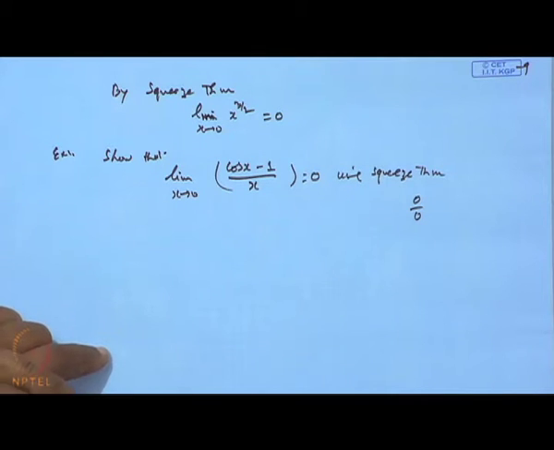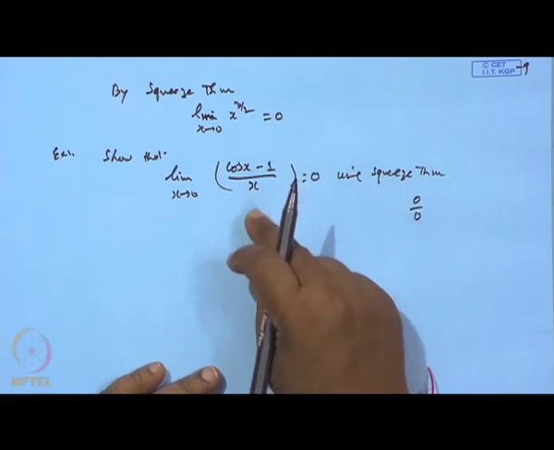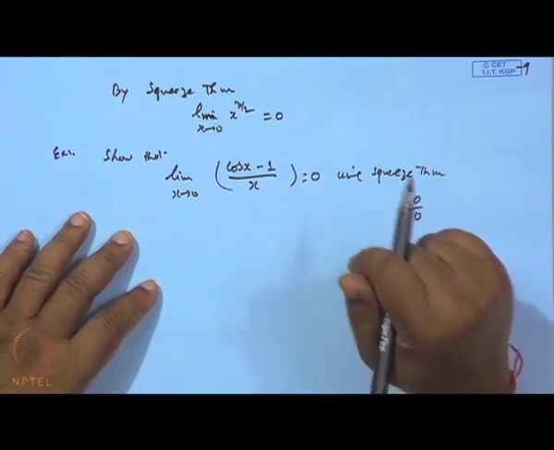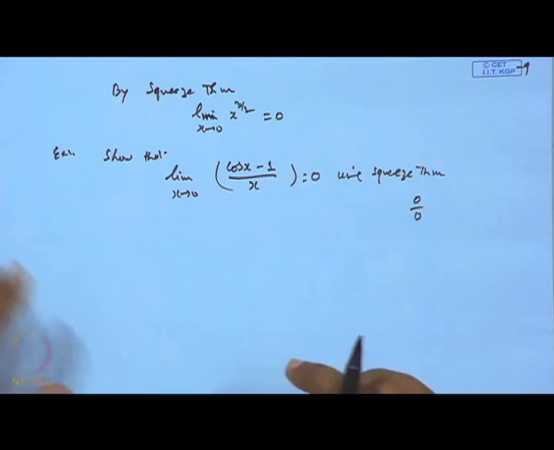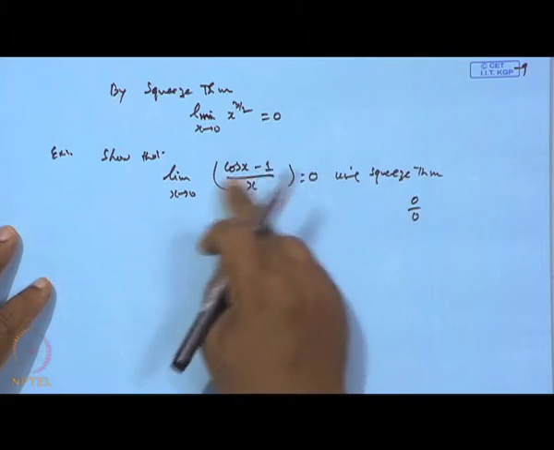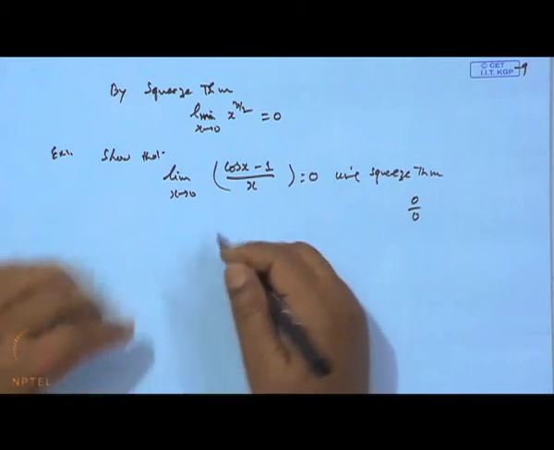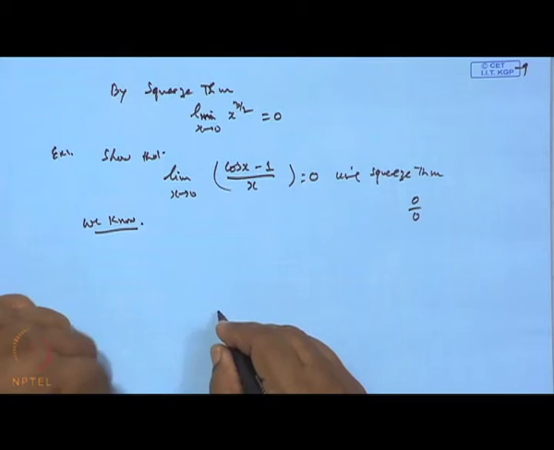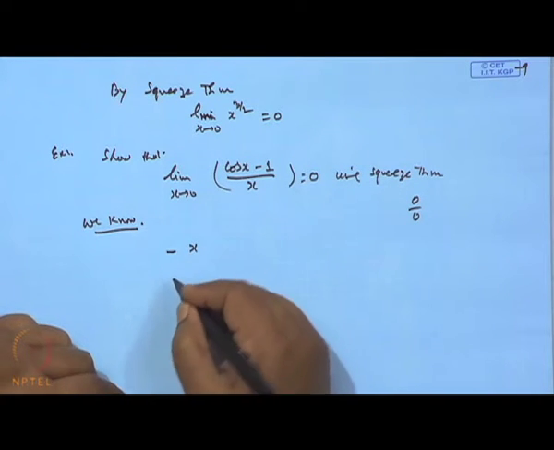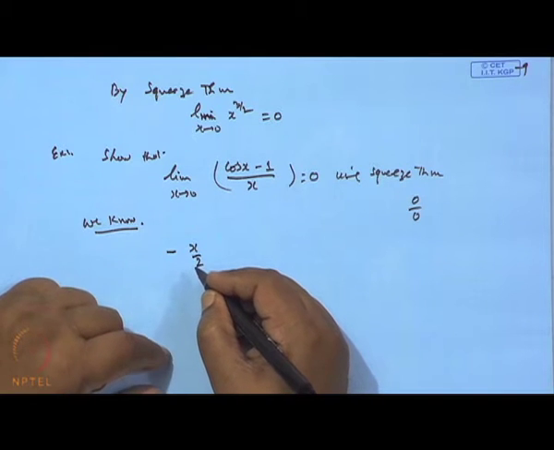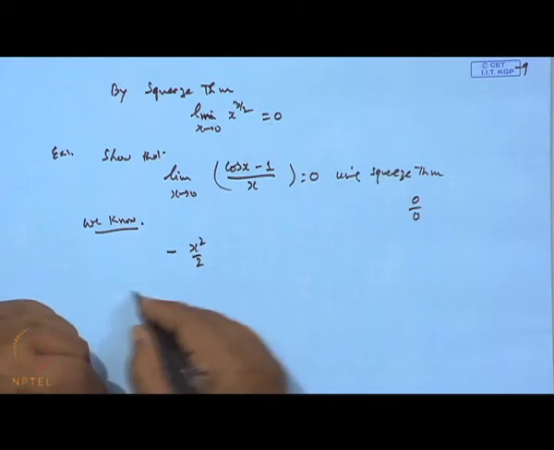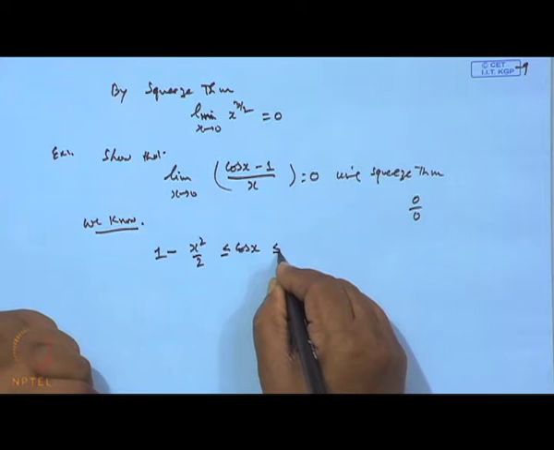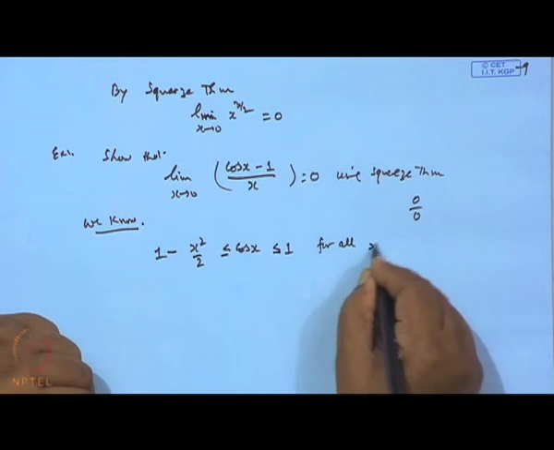So, we cannot apply the earlier result, that if the limit of f(x) is L and the limit of g(x) is M, then the limit of f by g is L by M. This we cannot use. So, let us use the Squeeze theorem. What the Squeeze theorem says is that we have to identify the bounds for cos x. Now, we know, or this we can prove later on, that this result is true: 1 minus x squared by 2 is less than or equal to cosine x, which is less than or equal to 1, for all x belonging to R.